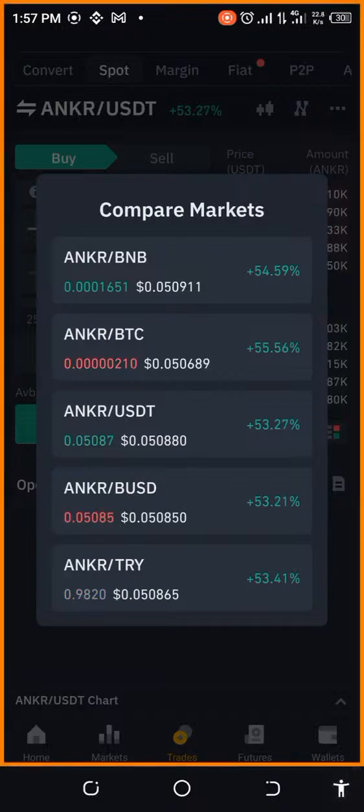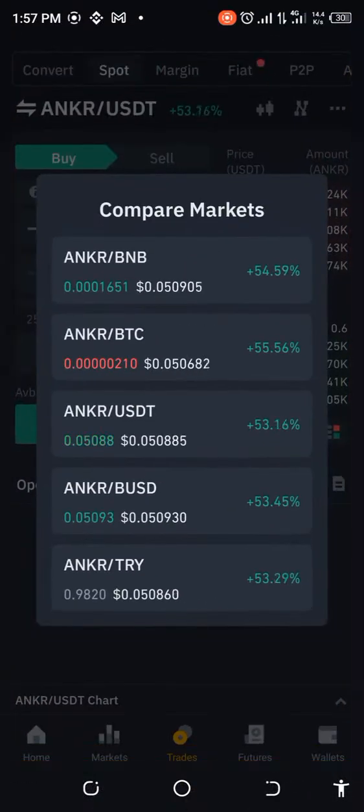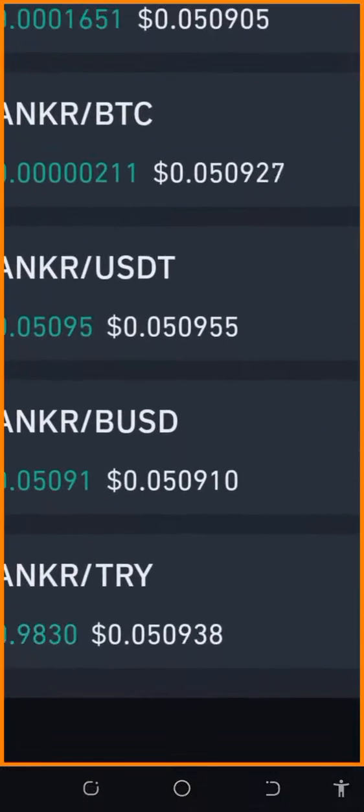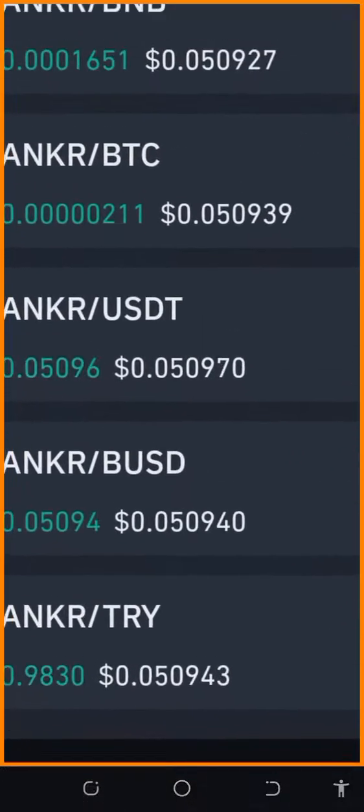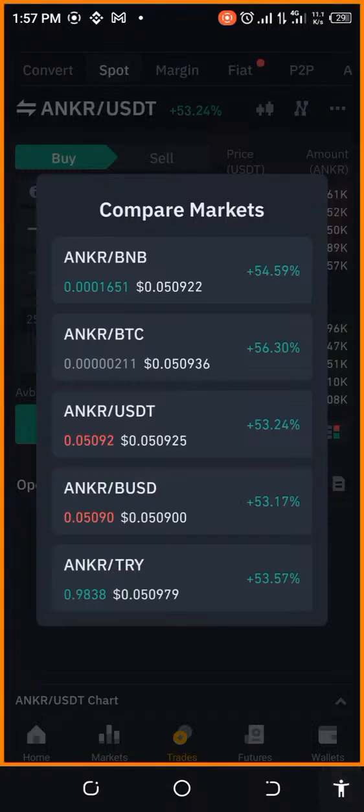Okay, today we're currently on ANKR USDT. We're actually on the compare markets for ANKR coin, and we're looking at the opportunities that are there. So we're looking at the prices. I can see the prices are rapidly changing. For a few moments, I've been seeing it change up and down. So I'm just waiting for it to get to a very considerable range.